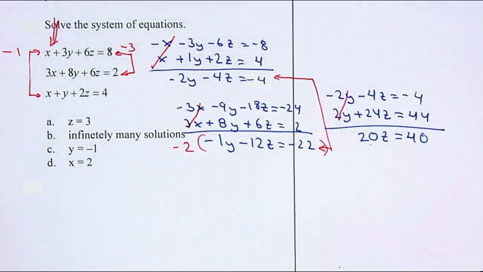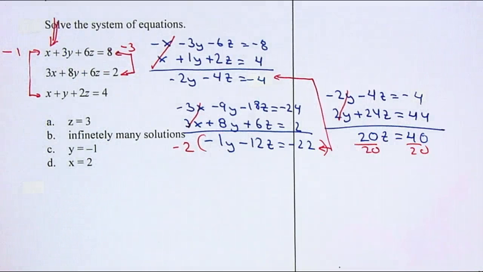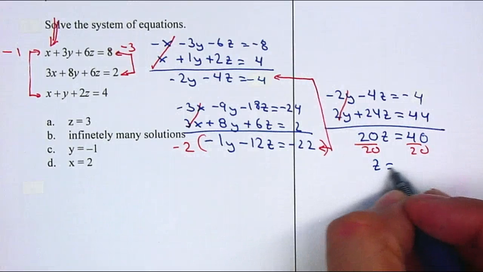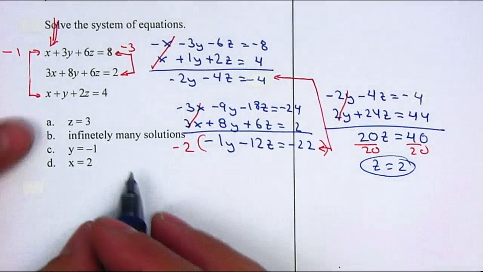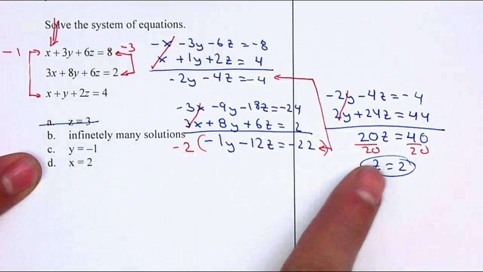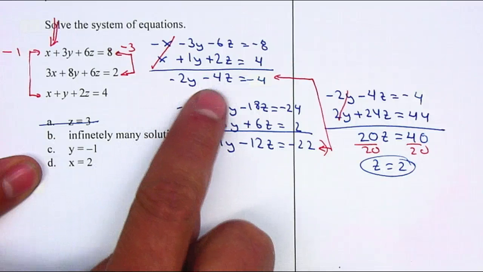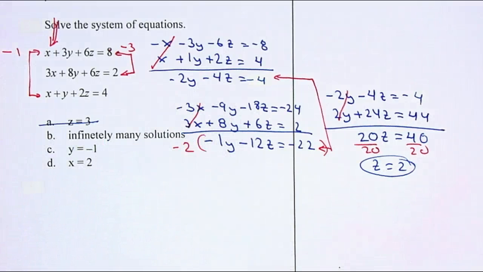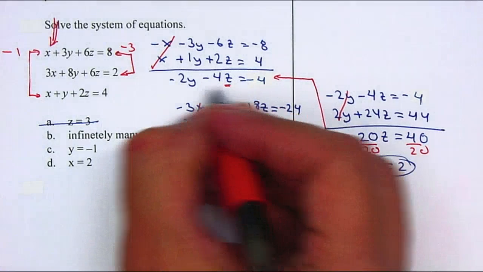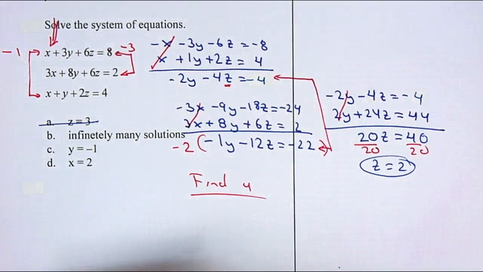I'm going to divide by 20 on both sides. So therefore, z is equal to 2. Z is equal to 3? No. So let's go and plug in the z into either one of those two equations. I'm going to plug into the first one. Looks easier. So let's go and find, if I plug in the z in here, I'm going to find the value of y. So let's go and find y.